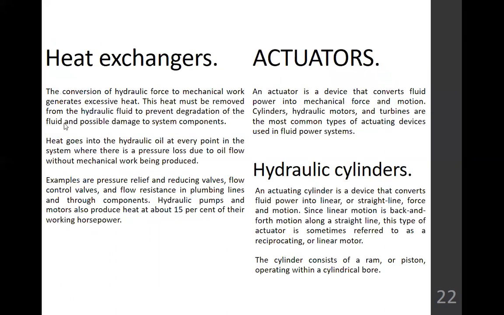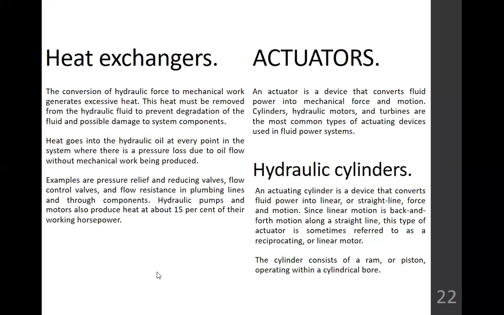Heat exchangers, yan. So, minsan meron yan. The conversion of hydraulic force to mechanical work generates excessive heat. This heat must be removed from hydraulic fluid to prevent degradation of the fluid and possible damage to system components. Heat goes into the hydraulic oil, yung fluid, at every point in the system where there is a pressure loss due to oil flow without mechanical work being produced.